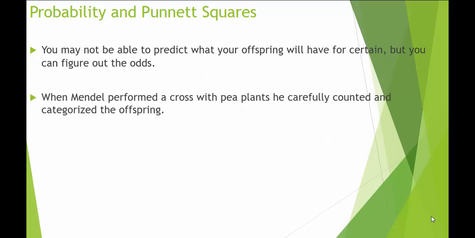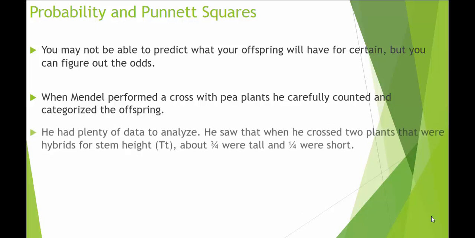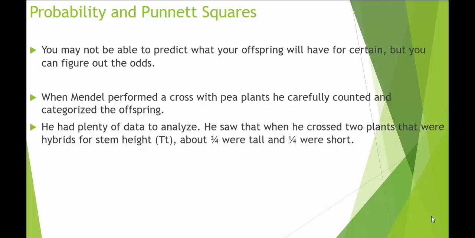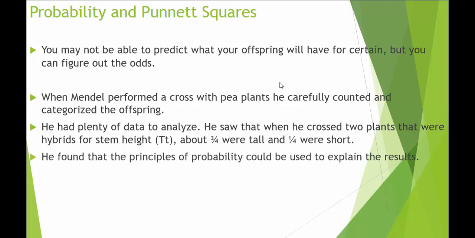When Mendel performed a cross with pea plants, he carefully counted and categorized the offspring. He had plenty of data to analyze. He saw that when he crossed two plants that were hybrids for stem height, meaning a capital T and lowercase t, we'll talk about what these mean shortly, about 3/4 of them were tall and 1/4 of them were short. He found that the principles of probability could be used to explain the results.